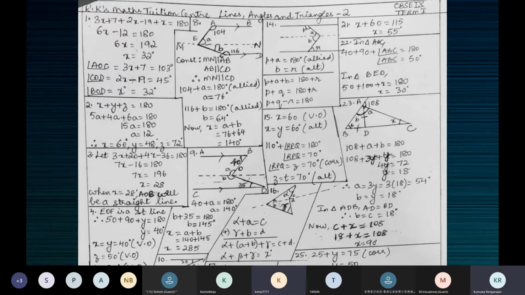MN parallel to CD, and children, which is the transversal? EC, ma'am. EC is the transversal. And Pranav, which are the allied angles? See this: parallel line, transversal, parallel line. I've marked this angle B.